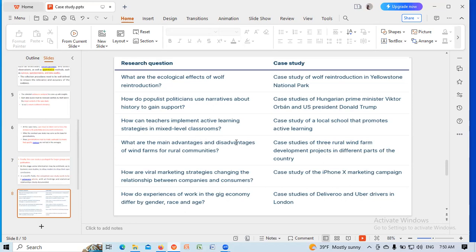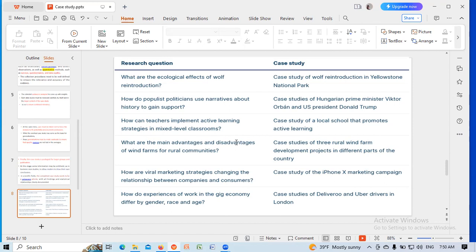Research question and case study have some differences. For example, research question: what are the ecological effects of wolf reintroduction? Case study of the wolf reintroduction in Yellowstone National Park. Research question: how do populist politicians use narratives about history to gain support? Case studies of Hungarian Prime Minister Viktor Orban and US President Donald Trump.